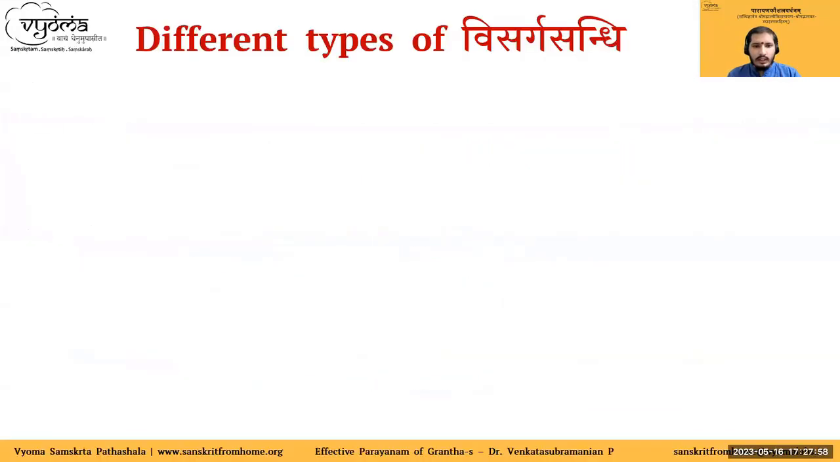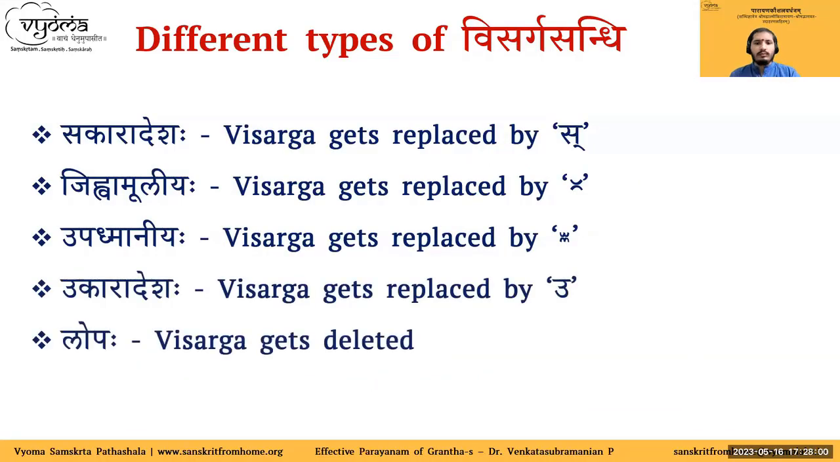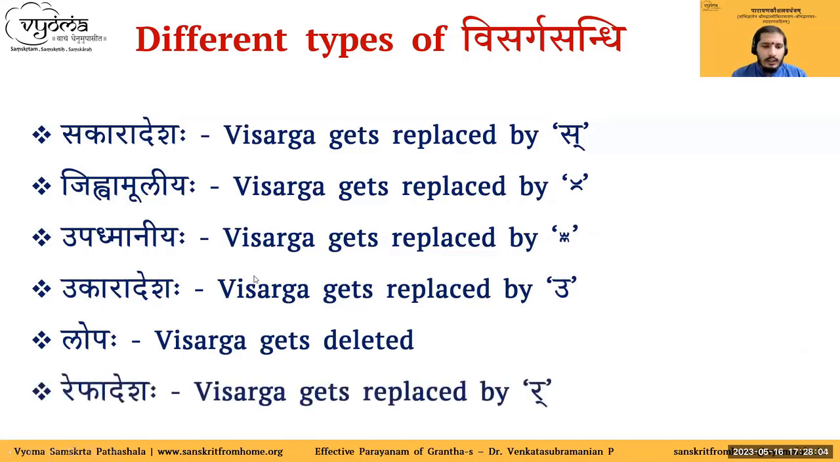It gets deleted. Visarga gets deleted. And next is repha-desha, wherein visarga gets replaced by repha. Repha refers to ya, ra, la, va, ra, whichever is there. It refers to that letter. Visarga gets replaced by ra, that is repha, in visarga repha-desha sandhi.